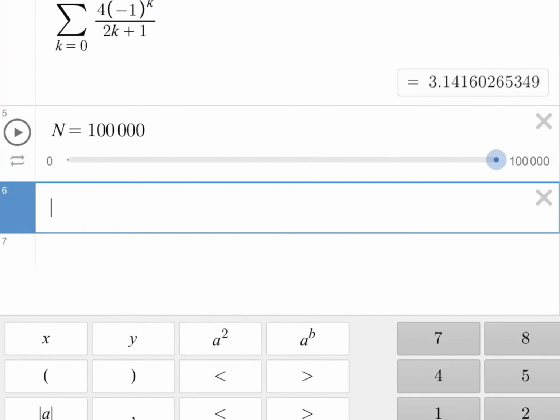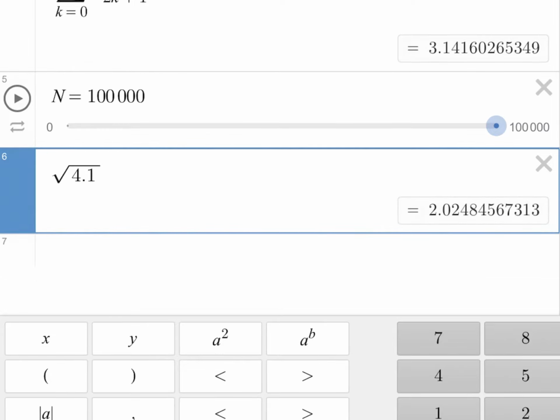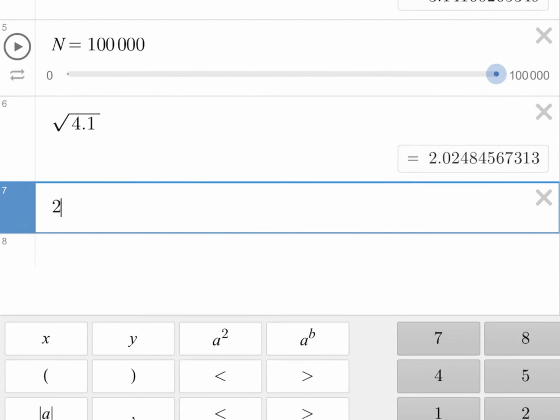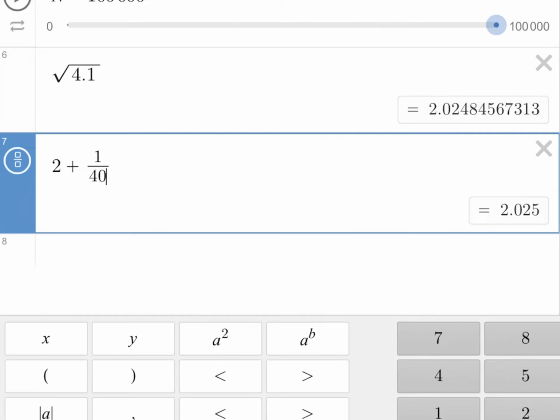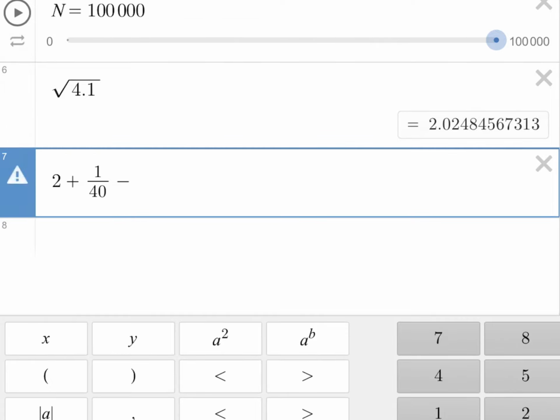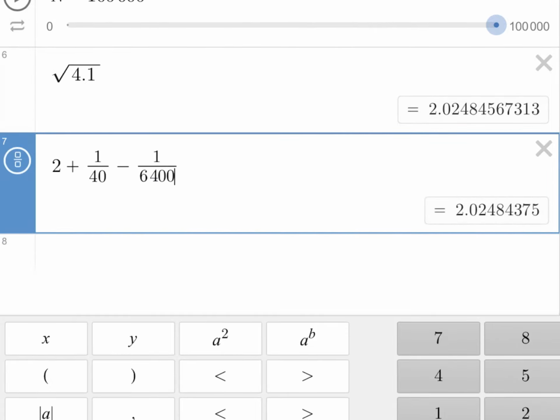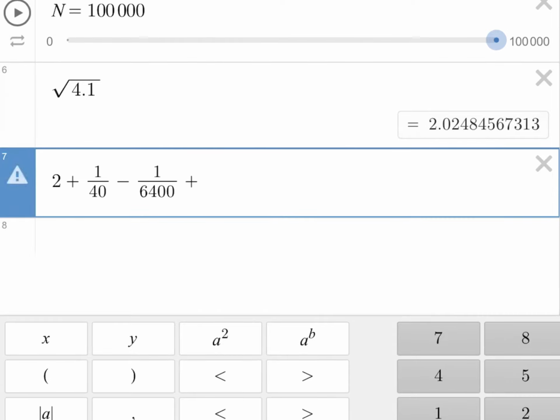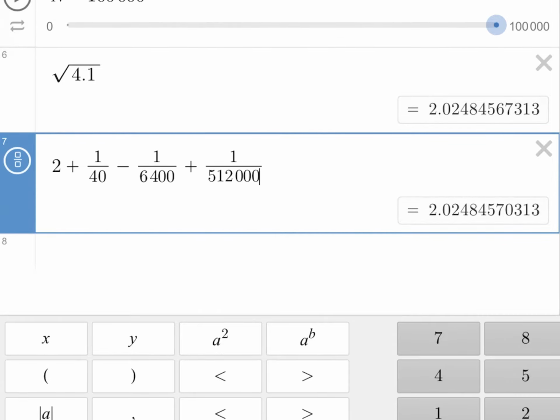Let's verify that. Square root of 4.1 is 2.02 blah blah blah. 2 plus 1/40th. Look how close we are already just by doing 2 fractions. Minus 1/6400. Look how close the two numbers are already. Plus 1 over 512,000. And we've only done the first 4 terms of it here. But as we do more and more terms of that series, if you do all of them, all infinitely many of them, you will equal the square root of 4.1.